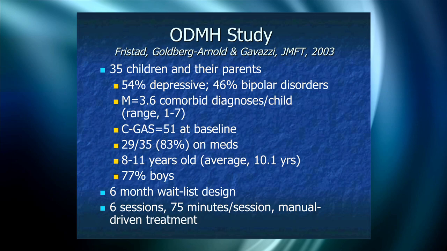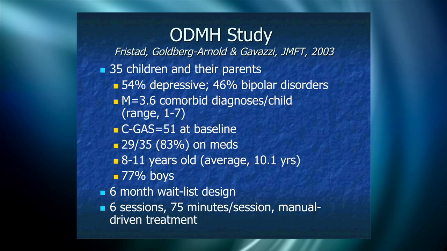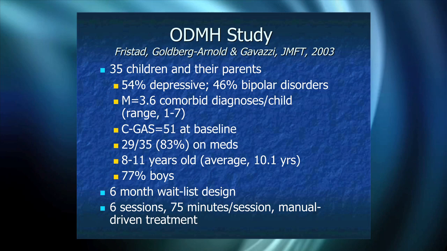Our first study, funded by the Ohio Department of Mental Health, published now almost 10 years ago. We had 35 children and their parents, about 50-50 split between kids with depressive spectrum and bipolar spectrum. These kids had, on average, 3.5 comorbid diagnoses. It ranged from 1 to 7. That's very commonplace for kids who have a mood disorder.